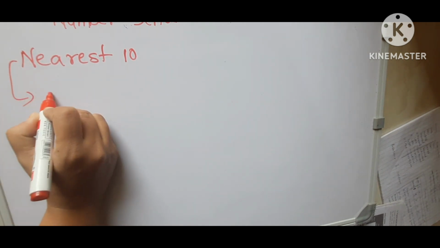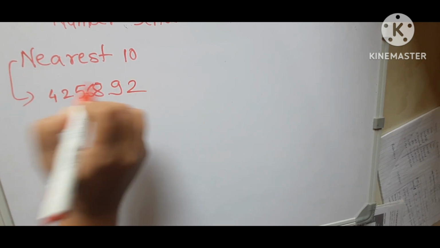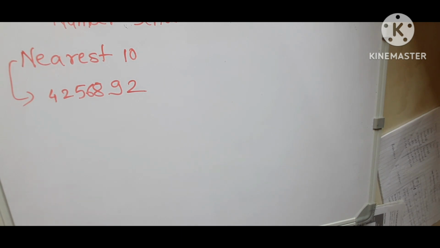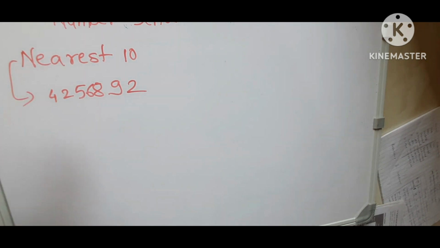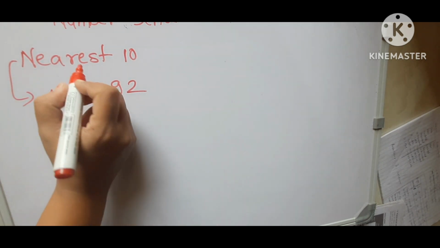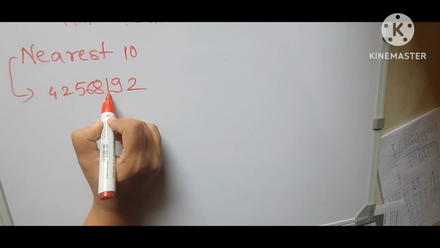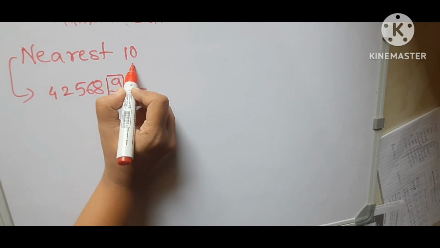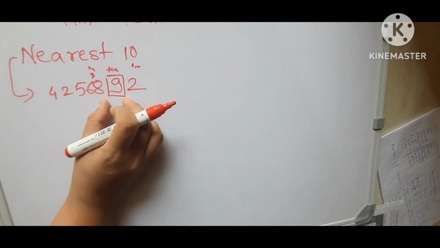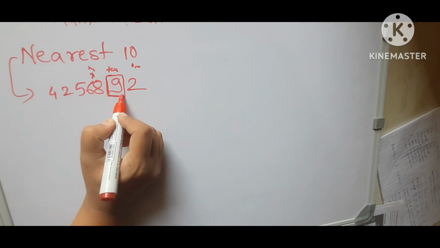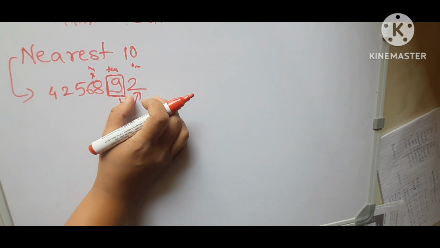So what I'll do is, here I'll take an example. This 4256892. Okay, when we have to find the nearest 10, suppose they have given this number and they have asked us to convert it into the nearest 10. What you will do is, as we need to find the nearest 10 here, we have to round. This is our ones, this is tens, this is hundreds, and so on. So we need to find the tens number here. The tens number is 9. Now check the next number after tens, that is ones, or the unit number.